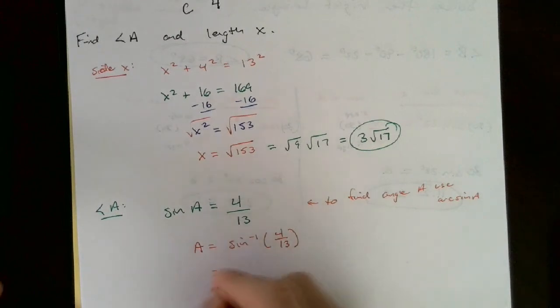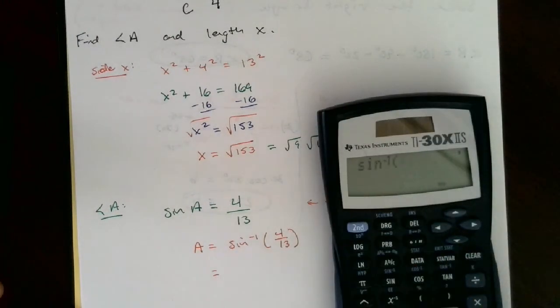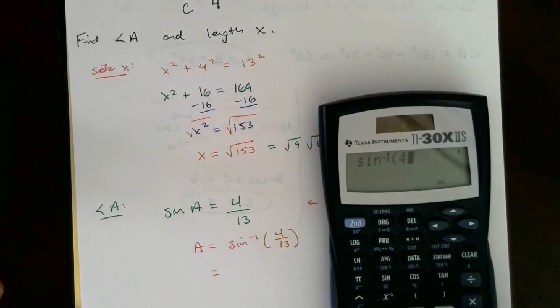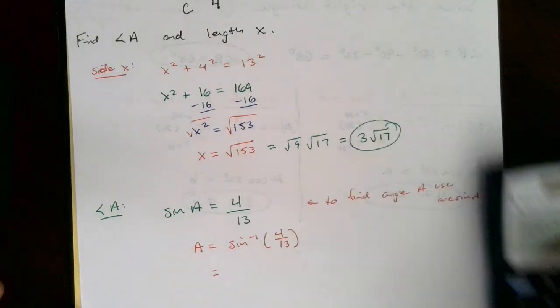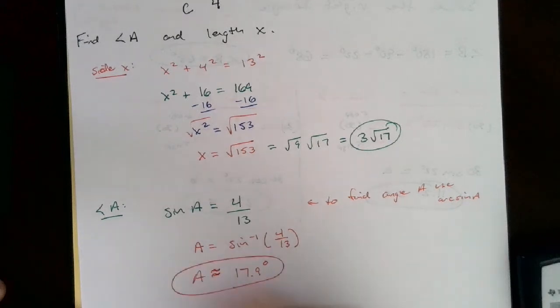So if we type this in, the arc sine is the second key on your sine. Make sure you hit the second key. 4 divided by 13. And that comes up to 17.92. I'll round to the nearest tenth, so it gives me 17.9. Make sure you know that this is an angle, so it's measured in degrees here. So A is approximately 17.9 degrees.